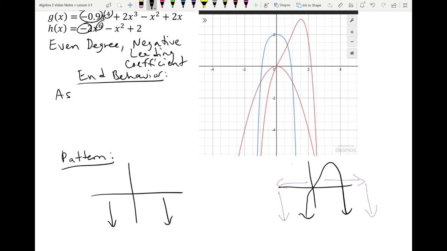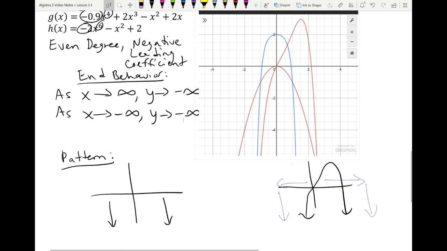So as x approaches positive infinity, y approaches negative infinity. As x approaches negative infinity, y approaches negative infinity. All right, so basically, we went over the 4 different cases, whether you have even degree or odd degree, versus positive and negative leading coefficients. Using these 4 cases, you can determine the end behavior of any polynomial function, as long as you know the degree and the leading coefficient.